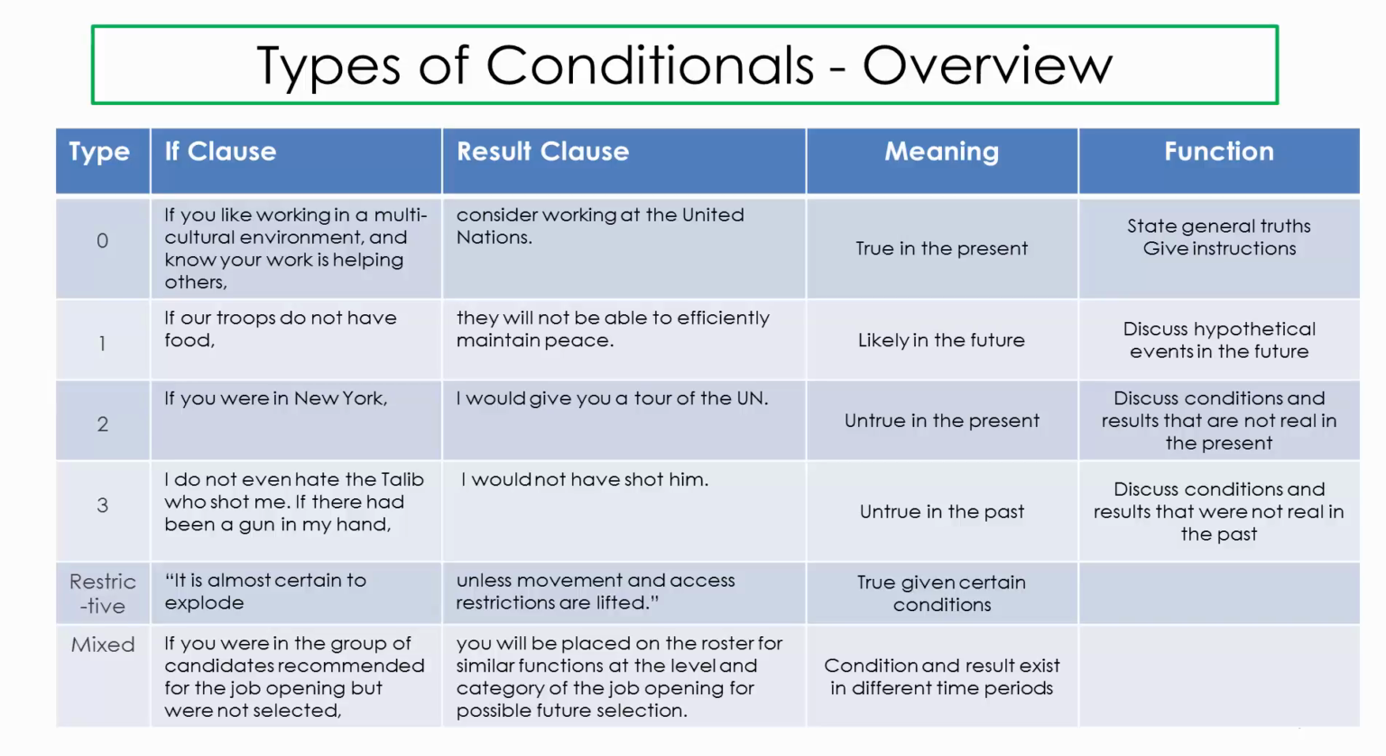Two of them, type 0 and type 1, are real conditionals, meaning that the likeliness of the result clause and the conditional clause occurring is very high, whereas the type 2 and 3 conditionals are known as unreal conditionals. And unreal conditionals are untrue. The if clause and the result clause are not possible. And so those are the different types of meanings through the 0, 1, 2, and 3 types of conditionals. And we'll get a little bit more into restrictive conditionals and mixed conditionals in a bit.